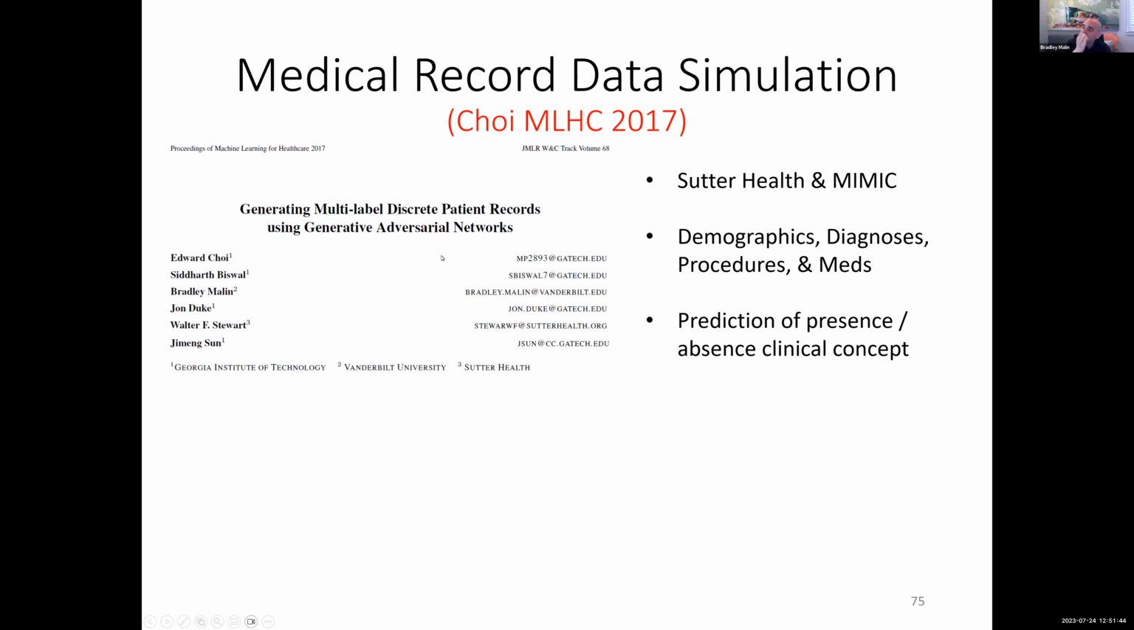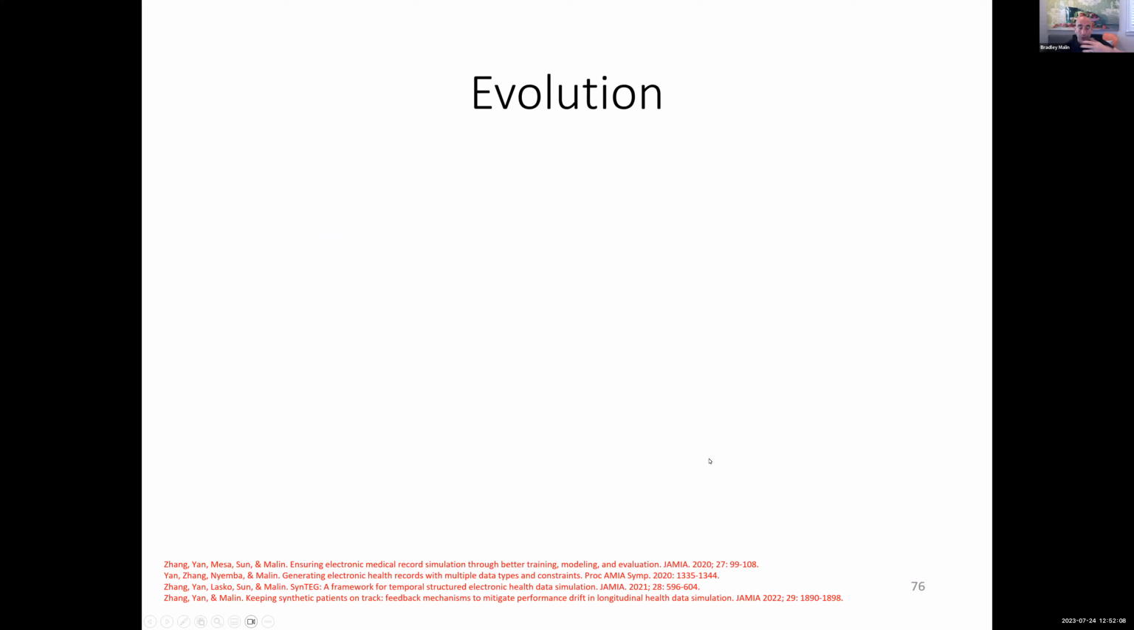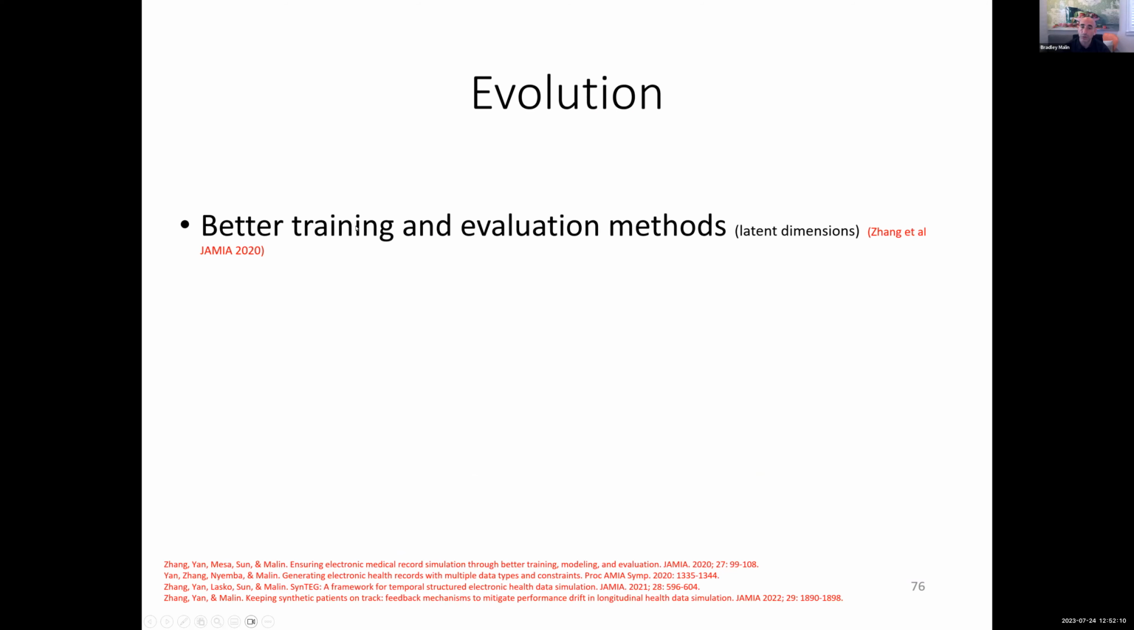Okay, so we introduced how to do this with health data, structured EHR data, which is a lot more tricky than visual information like you get with faces. About 6 years ago, this was work I did with Jimeng Sun's group, and basically we showed that with this type of a GAN simulator, we could do a lot better than variational autoencoders, and then we evolved this over the last couple of years.